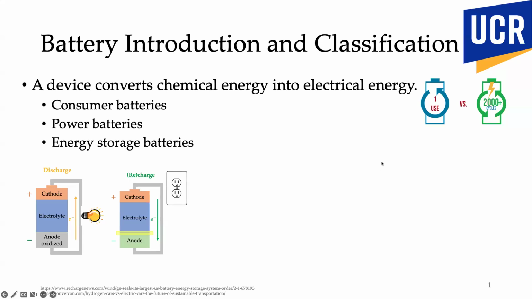A battery is a device that converts chemical energy to electrical energy. It can be used once or used multiple times. For used once, we also refer to it as a disposable battery or primary battery. For multiple-time charge and discharge, we call it a rechargeable or secondary battery. From a use case scenario, batteries can be classified as consumer batteries, power batteries, and energy storage batteries.